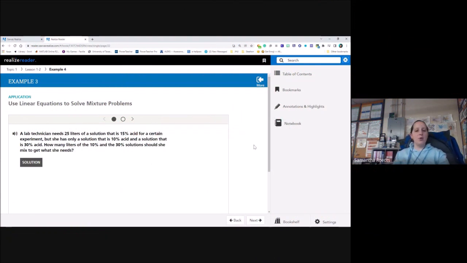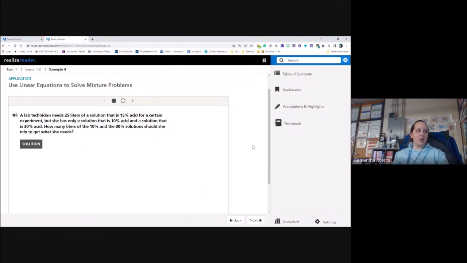All right, example 3. A lab technician needs 25 liters of a solution that is 15% acid for a certain experiment, but she has only a solution that is 10% acid and a solution that is 30% acid. How many liters of the 10% and the 30% solutions should she mix to get what she needs?